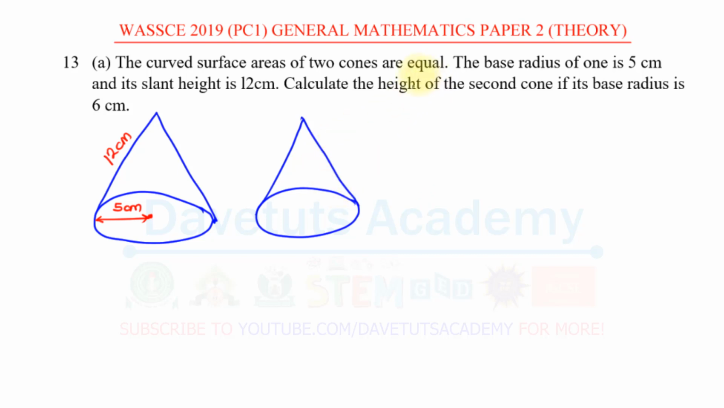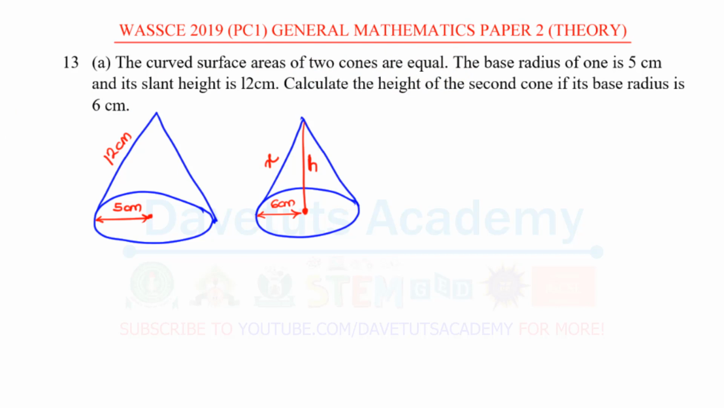Look at what they are telling us. They are asking us for the height, not the slant height now. That means what we are looking for is this height. Let me call it h, but we are given that its base radius is 6 centimeters. So here this is 6 centimeters. We are looking for the height h, not the slant height. But if we say this slant height is x, noting that the curved surface areas of the two cones are equal, we can use that as the hint to solve this question.